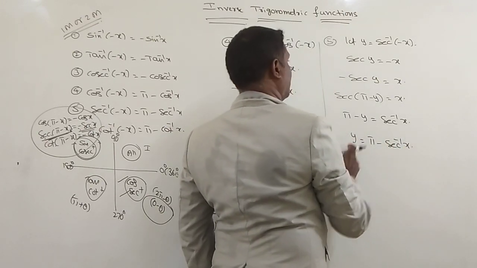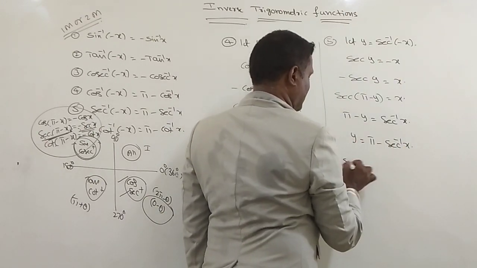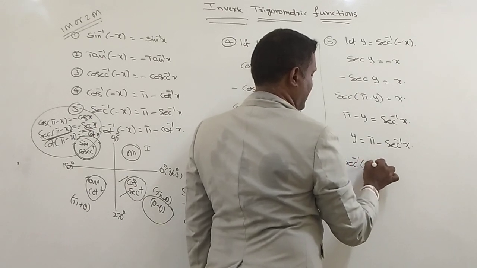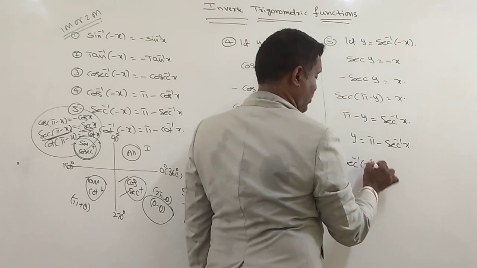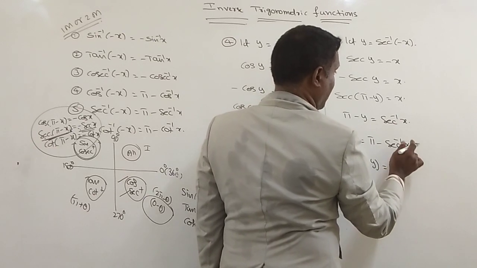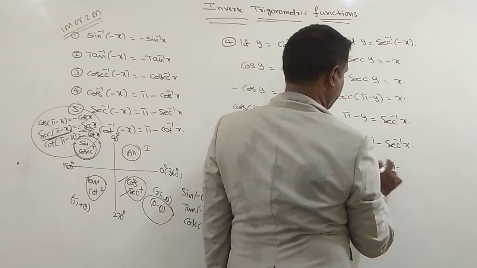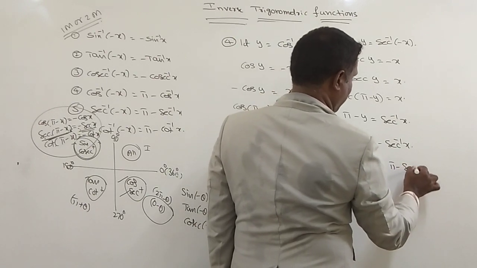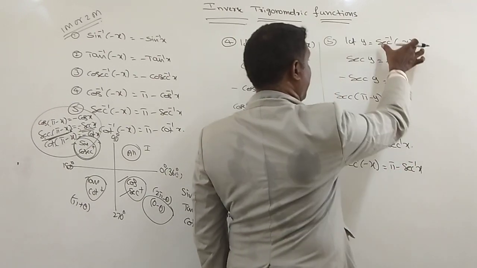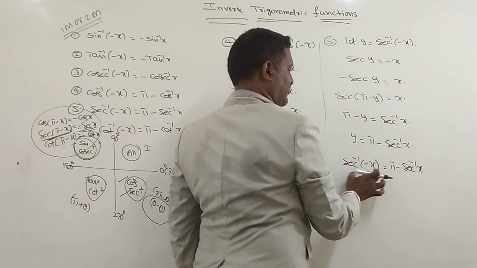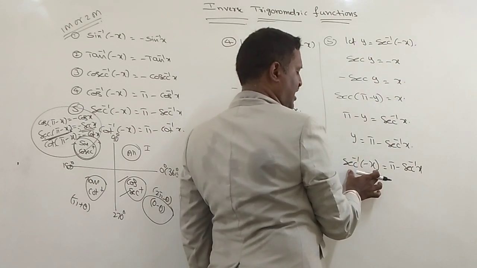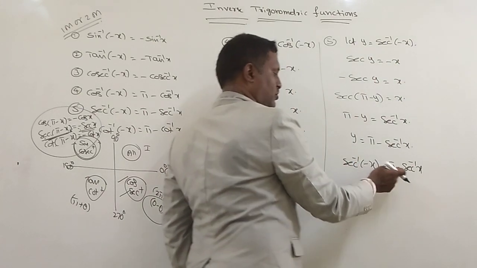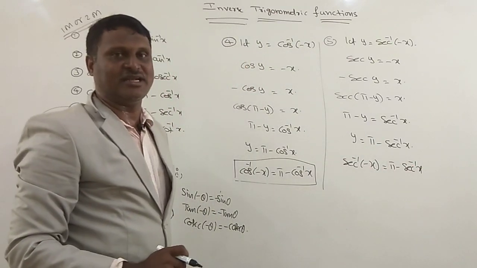Now what is y actually here? Secant inverse of minus x. So we can write secant inverse of minus x is equal to pi minus secant inverse x. What is y actually? We have taken secant inverse of minus x.